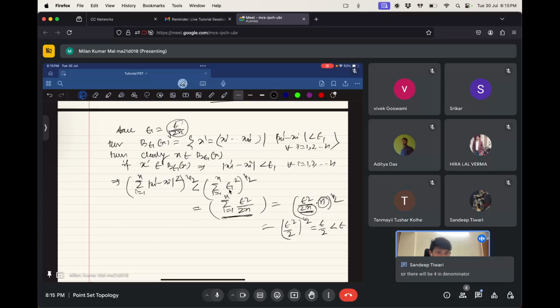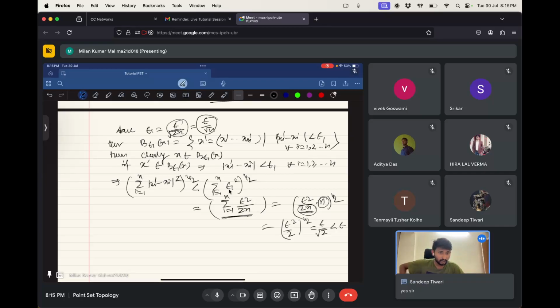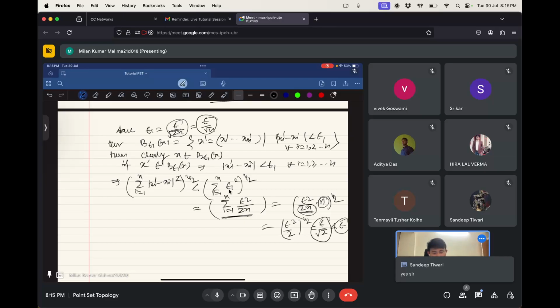Still there will be 4 in the denominator, but that doesn't matter. It will actually be root 2, but that is less than epsilon. I need less than epsilon. Even I can basically take epsilon by root n here, then that will be the exact adjustment. But that doesn't matter. Epsilon by root 2 is less than epsilon. That is clear, na? So you can take this one.